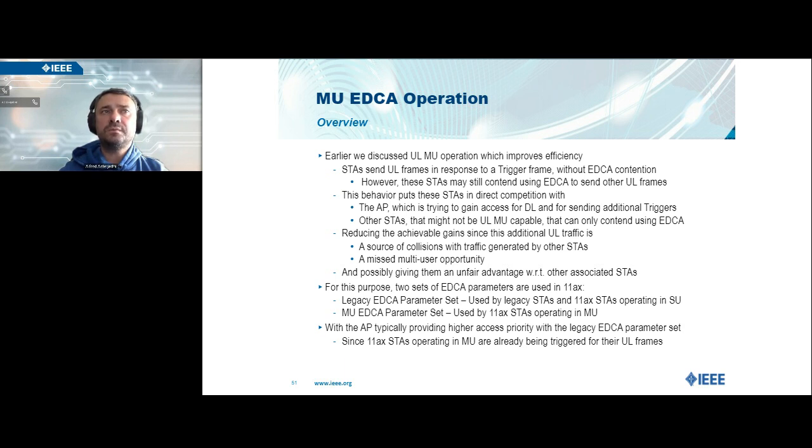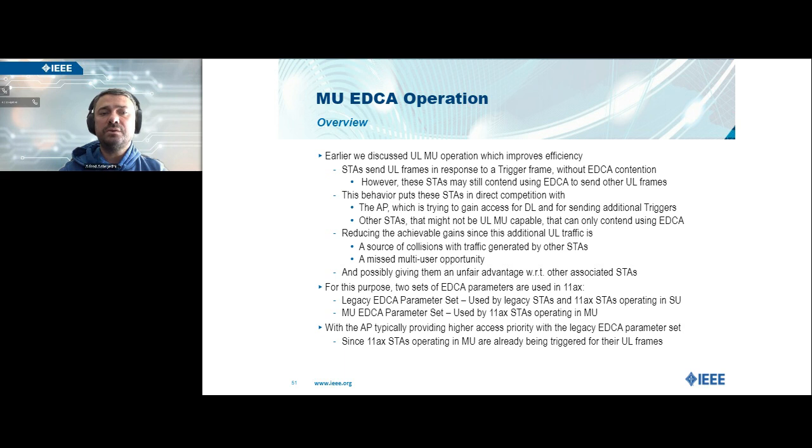So the system is going to suffer due to inefficient allocation of resources, because now it's not the access point polling the stations, the stations are just accessing on their own. So we're missing the coordination or scheduling opportunity that uplink multi-user was giving. And of course, if these stations are double dipping, using uplink MU and contention, it would give them an unfair advantage with respect to other stations that are not capable of performing both functionalities.